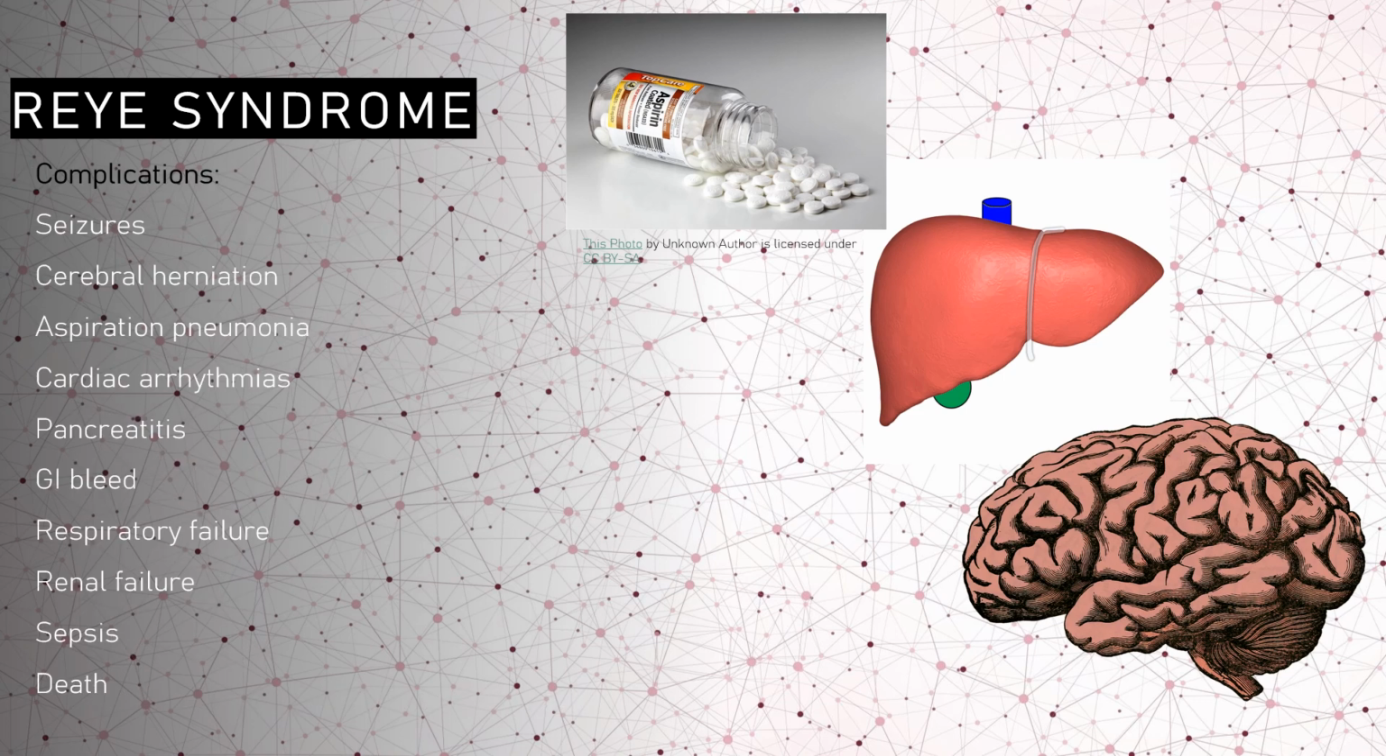These are some of the complications that we're going to see in a person who's developed Reye syndrome. Seizures, they could be ongoing for the rest of their life. Cerebral herniation, which is going to lead to death. Aspiration pneumonia can develop because of the vomiting. And it's likely because of their level of consciousness changes plus vomiting that they aspirated already. They're going to develop cardiac arrhythmias, pancreatitis, GI bleeds, respiratory failure and renal failure, sepsis, and then, of course, death.